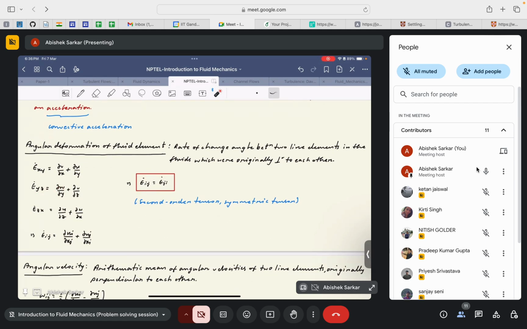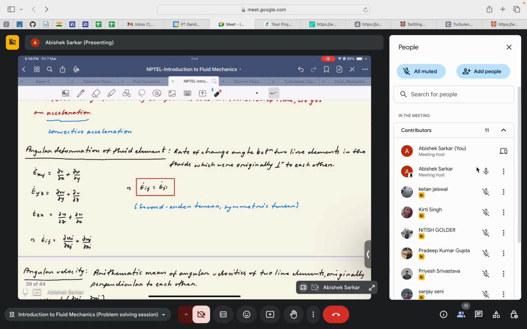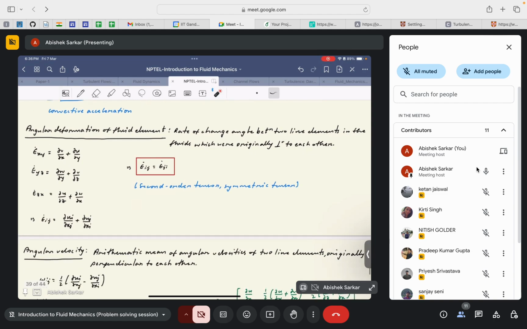Finally, epsilon dot zx would be, for z you need to deal with the other component, that is u, and for x you need to deal with w. Okay, so it will be dou u by dou z plus dou w by dou x. Or in general, in index notation, epsilon dot ij would be written as dou ui by dou xj plus dou uj by dou xi.